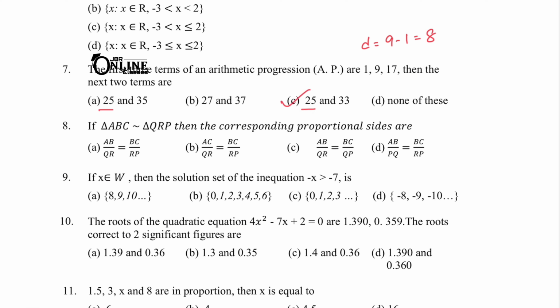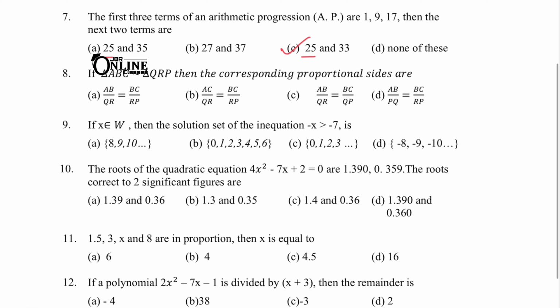Next here, triangle ABC is similar to triangle QRP, then the corresponding proportional sides are. So here AB and here QR, so the first one will be AB by QR. So here you have AB by QR, here also AB by QR. Now next one here BC and here RP. So definitely BC by RP. So the first one will be your answer.